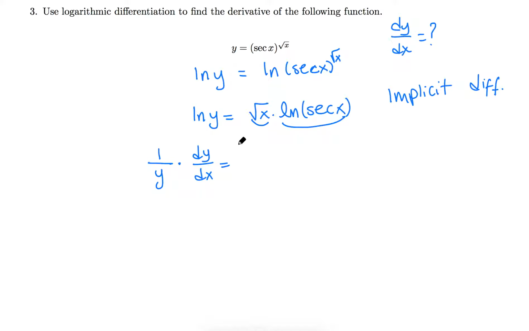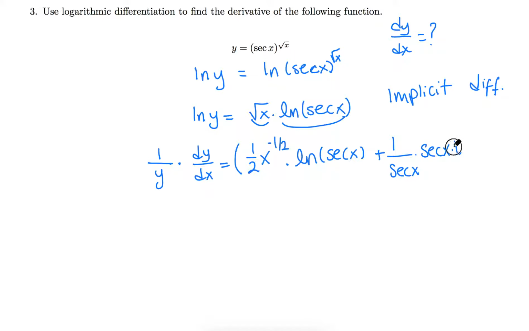The derivative of the first function is 1 over 2 x to the power negative 1 over 2 times the second function, ln secant x, right? Plus the derivative of the second function. The derivative of ln secant x is 1 over secant x times secant x tangent x. That's the derivative of secant x, times the first function, square root of x. Okay, so we're almost done.